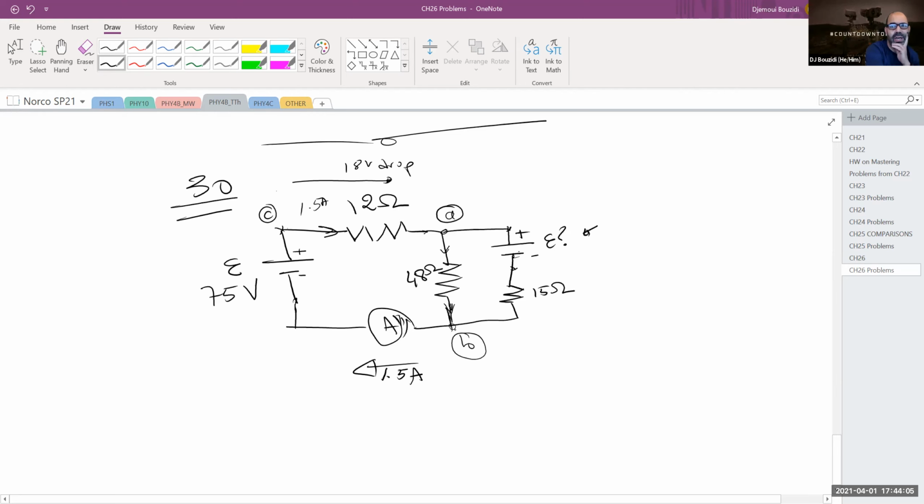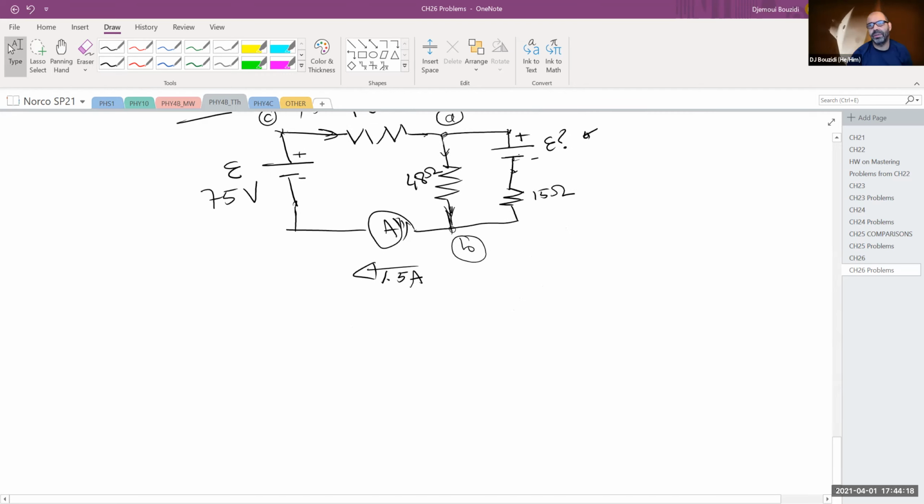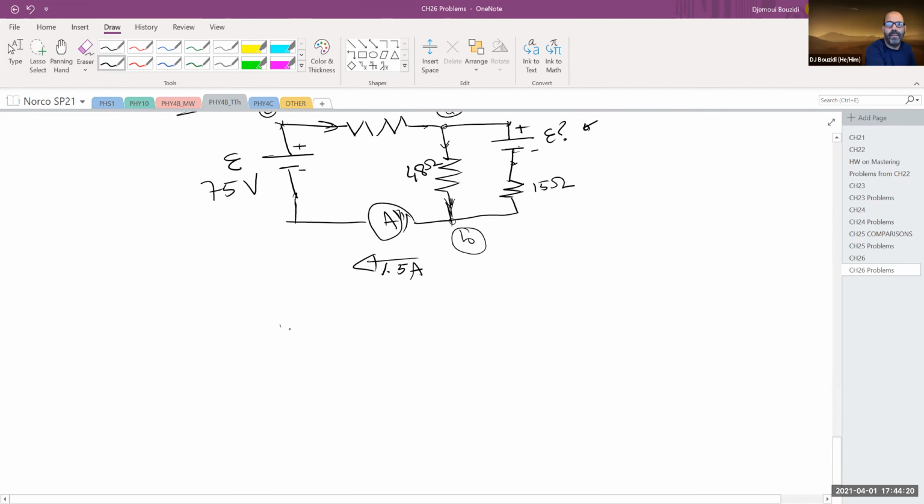I know A is higher in potential than B because 75 minus 18 is actually positive. So this point A is higher than B. Let's do the math in here to see exactly what's going on, what I'm talking about in here. VA minus VB is equal to VA minus VC plus VC minus VB.